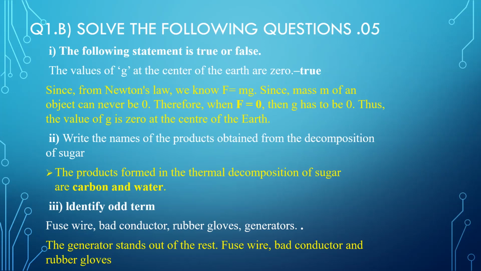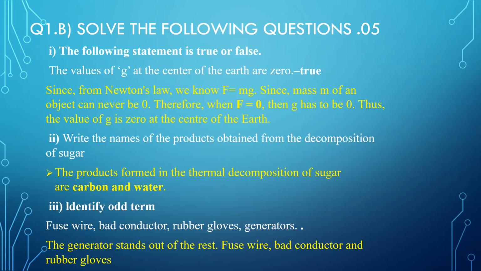Why is it true? See, from Newton's second law, we know F equals mg. F equals mass into acceleration. Acceleration is nothing but acceleration due to gravity. The mass m of an object can never be zero, we know mass can never be zero, right? Therefore, if mass is not zero, then F should be equal to zero. And when F is zero, G will become zero. So for that reason, students, the value of G is zero at the center of Earth. We also know that when we go inside the surface of the Earth, the value of G decreases. Hence at the center, the value of G is zero.